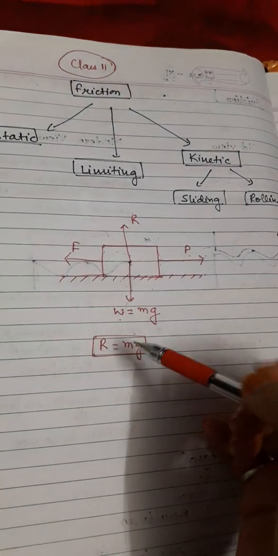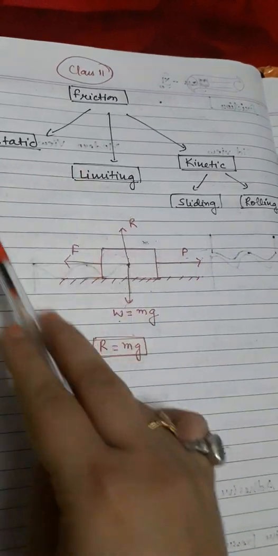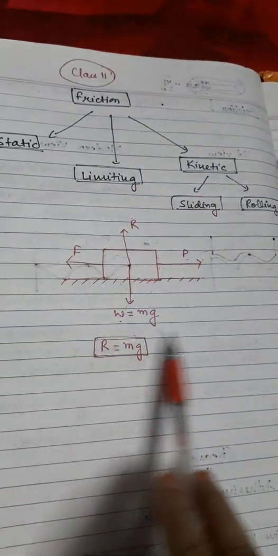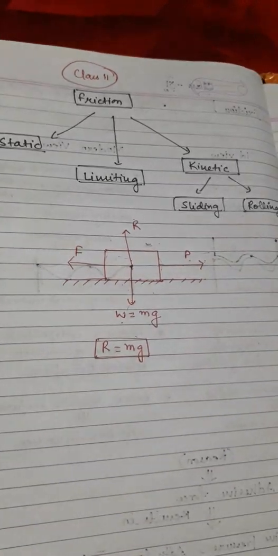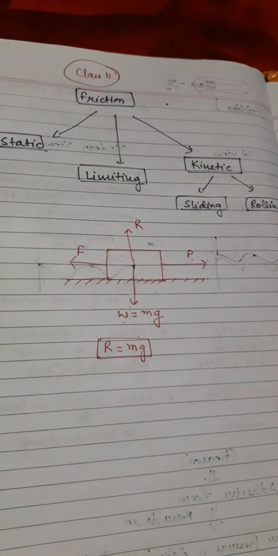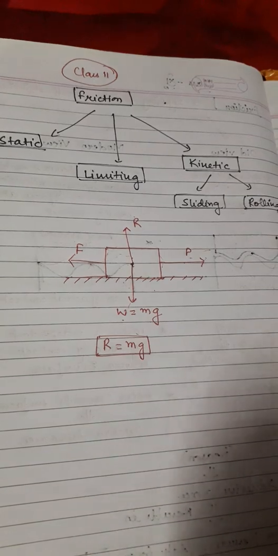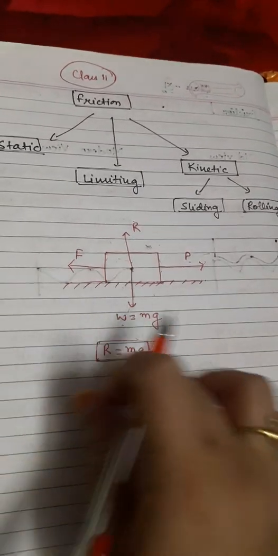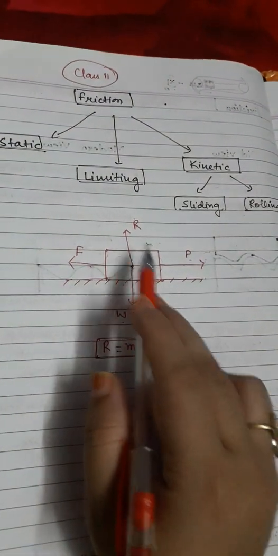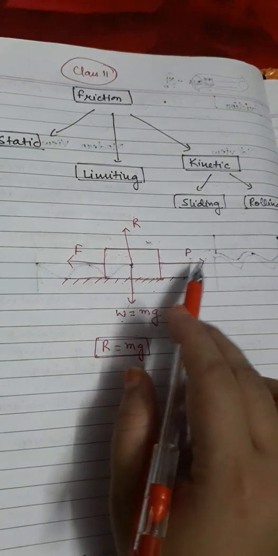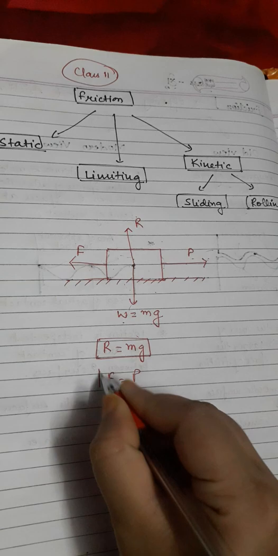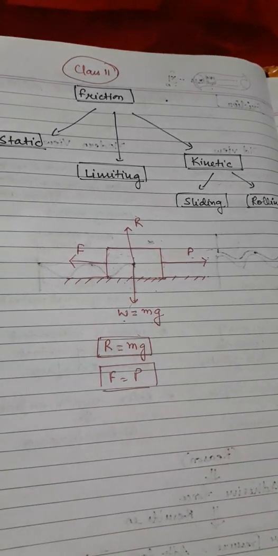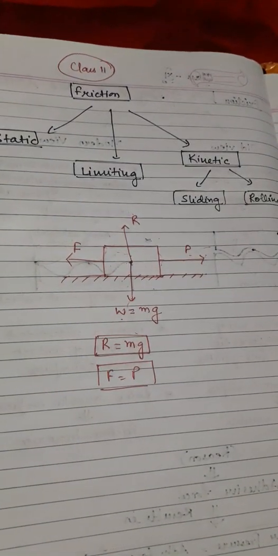Of the various types of friction I have written, which of them is playing its role? For that, I need to say, as long as the box does not move, means the block is still not moving over the table, till then our F will be equal to P. If F is equal to P, our block is not going to move over the table.